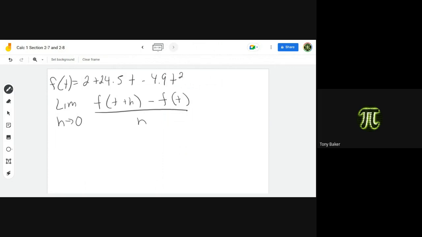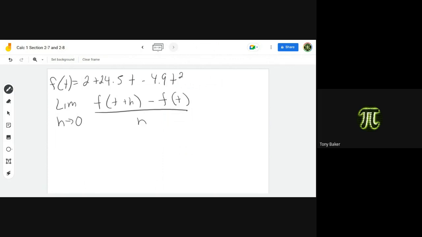That's what's supposed to be here. It's not t plus h. No, you're replacing the t plus h where the t's are. So it's 2 plus 24.5 t plus h minus 4.9 t plus h squared. You replace the t with t plus h. Oh, you replace the t with, wait, so you leave the t there?